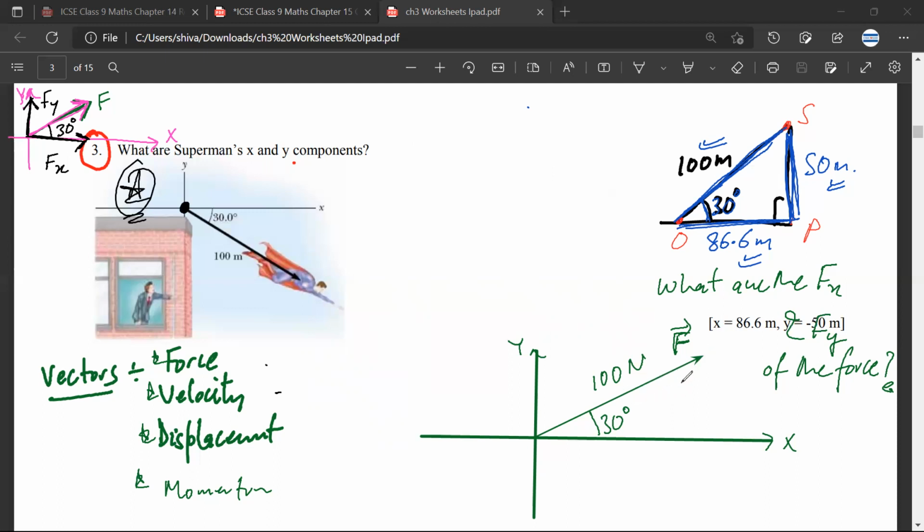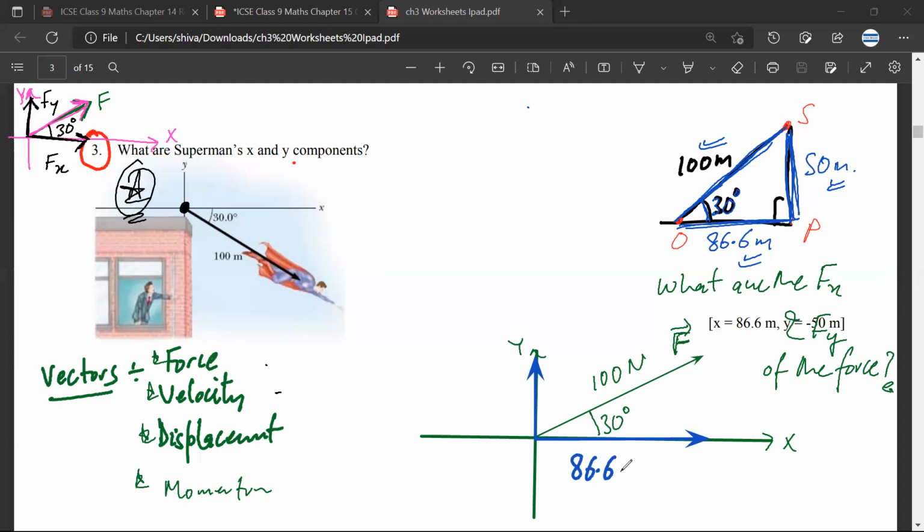So this 100 Newton, I hope now it is clear. That's its x component. One second. Now we understand that this 100 Newton can be resolved into x-axis and y-axis like this. Is it making sense? Yes, sir.